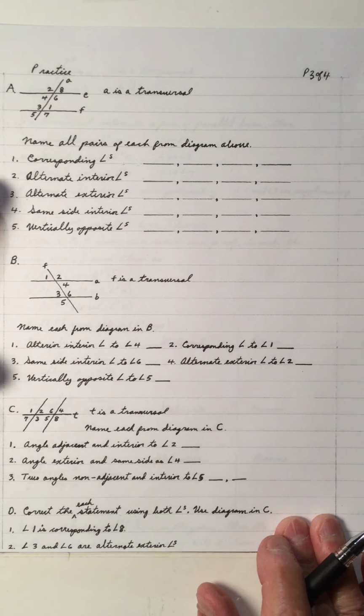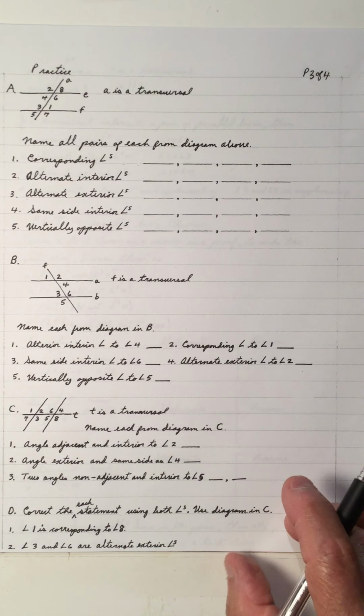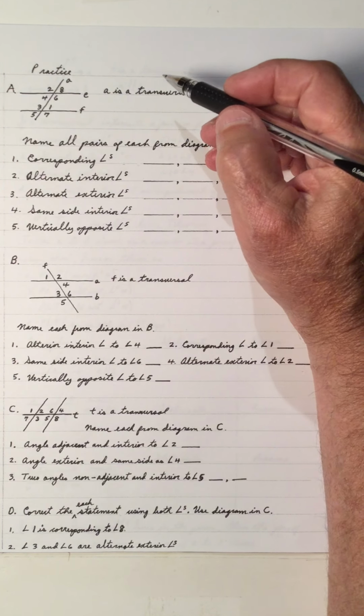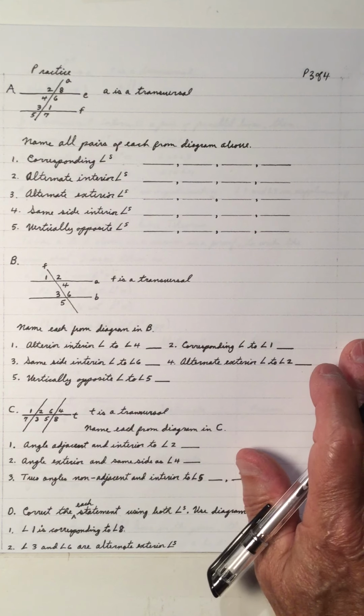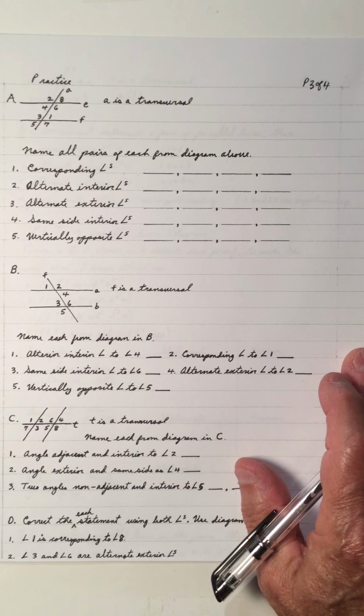So those are the types of angles that we're going to use when we do proofs with parallel lines. Let's do some more practice. And we have, just move this down a tiny bit.